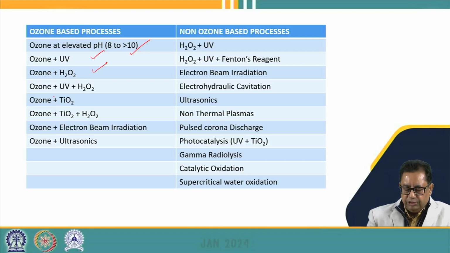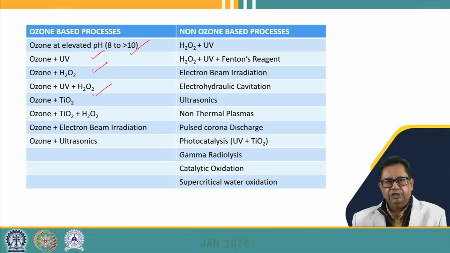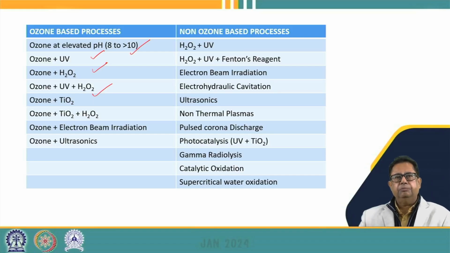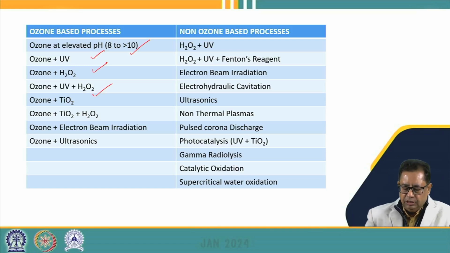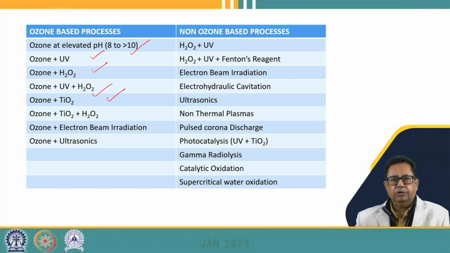We can also have a combination of ozone, UV and H2O2, where the efficiencies of all these three systems can be combined in one and we can lead to the higher oxidation of organic compounds. Similarly, ozone can also react in presence of titanium dioxide, which is a semiconductor, and this can also enhance the process of oxidation by production of a higher amount of •OH radicals.